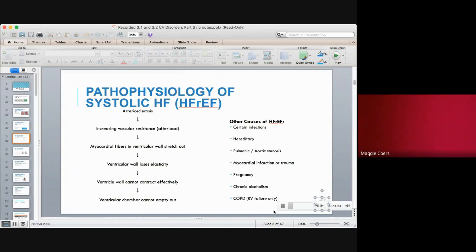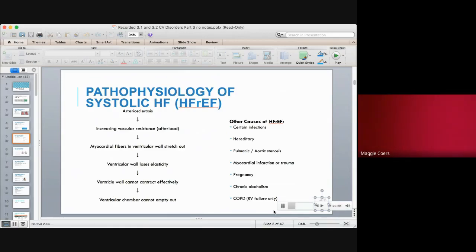With that extra fluid getting left behind, the ventricle gets stretched out and loses elasticity. That wears out the ability of the ventricle to pump the way it used to. And when this happens, with this stretching of the ventricular cardiac fibers, the ventricles can't empty or pump all of the blood out that they have.